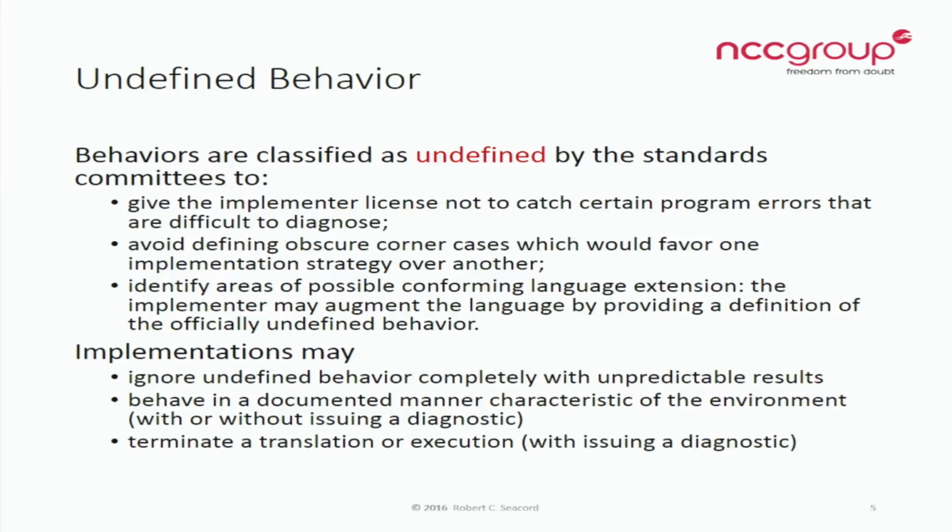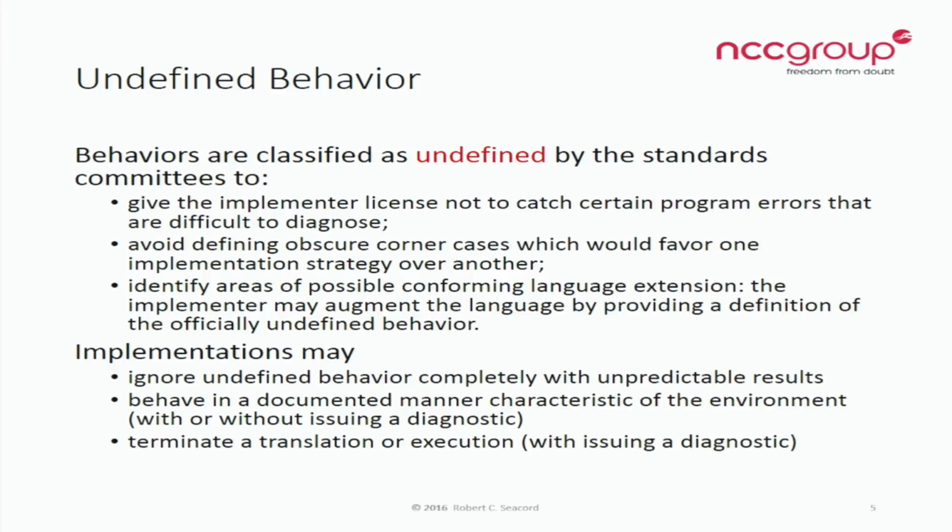The second is to avoid defining obscure corner cases which would favor one implementation strategy over another. I have a running example of this: if you take int min remainder -1, mathematically that should give you a result of 0, but if you run that on an Intel processor, you'll get a fault. So that's considered undefined behavior, so that implementations that compile for Intel platforms don't have to write a special case to check for that condition. That gives you better performance, but it requires that the programmer is now responsible for guaranteeing that the code doesn't generate a fault.